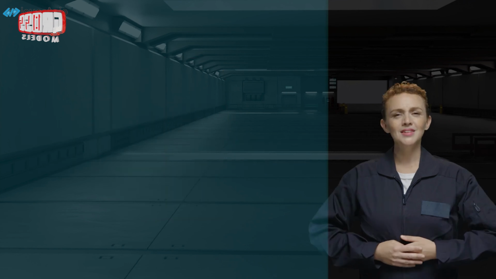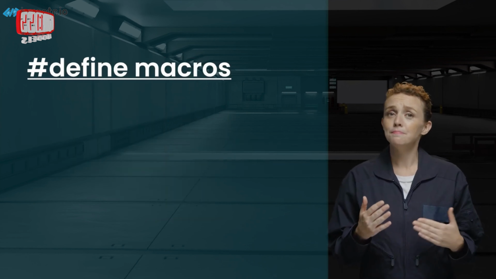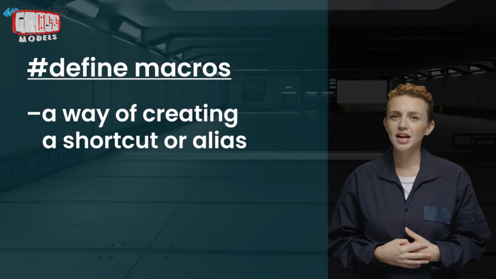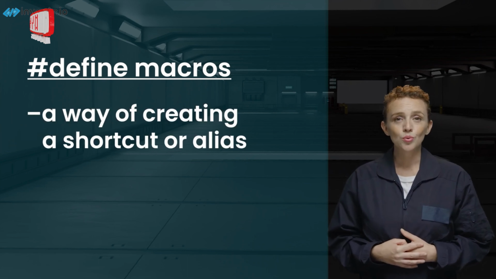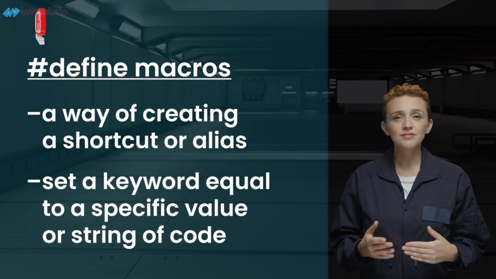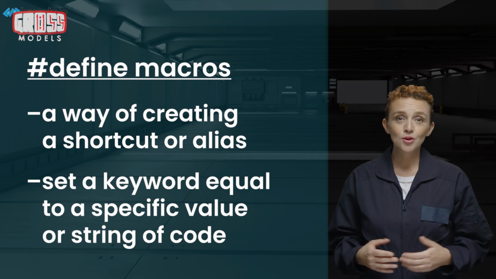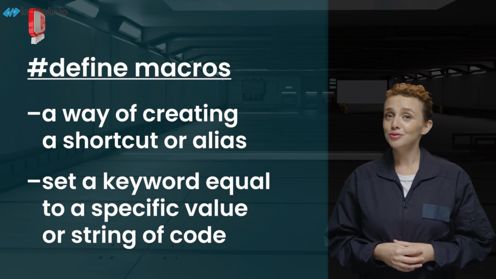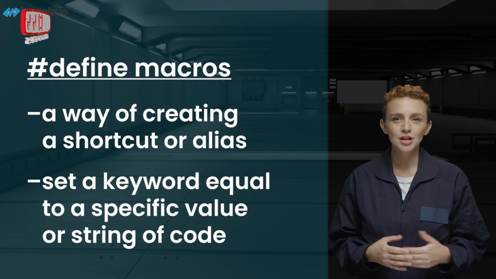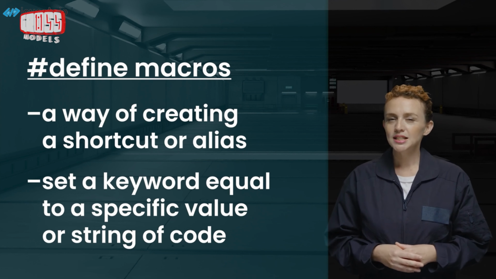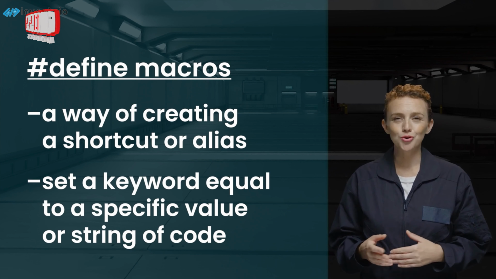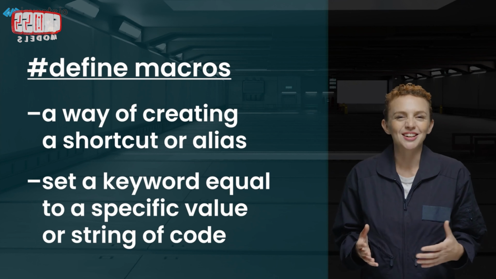Let's get to it. Let's have a small detour to define macros. When you see define in our code, it's essentially a way of creating a shortcut or an alias. We set a keyword equal to a specific value or string of code. This way, instead of having to type out the whole thing every time, we can just use the keyword. It is also useful when we have the same thing written in multiple places, like occasionally pinouts, so we only need to change it once. This makes our code cleaner and easier to understand. It's like having a code name or a shorthand for your favorite lengthy space lingo.